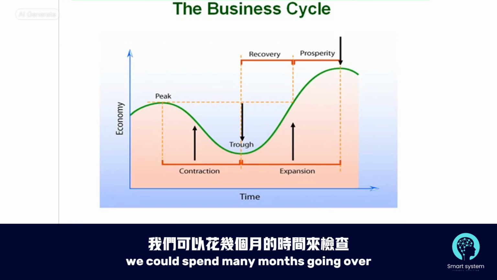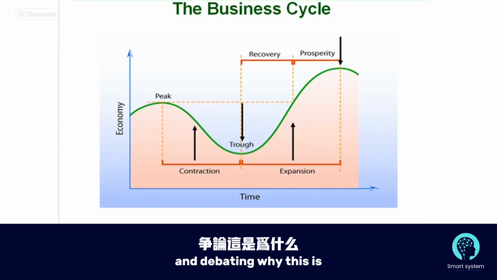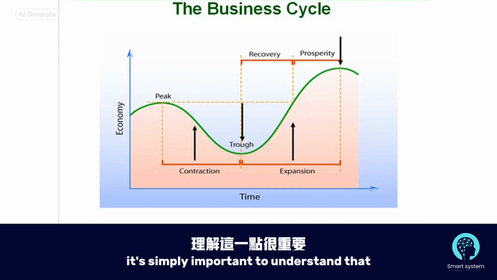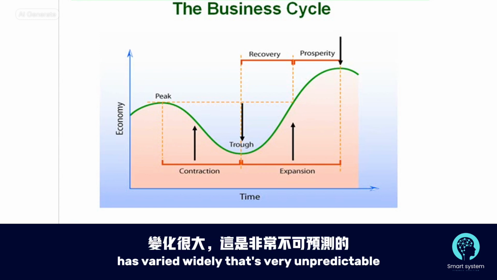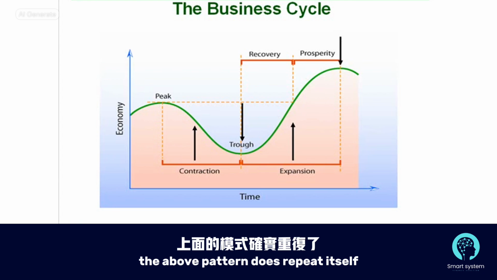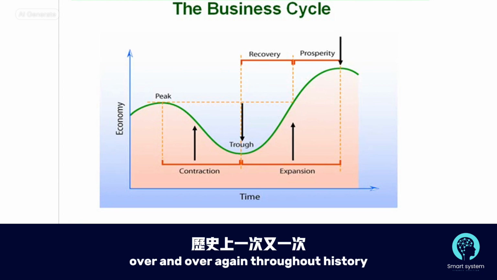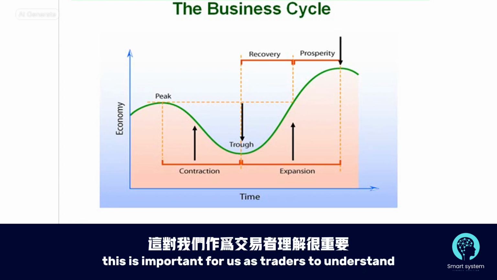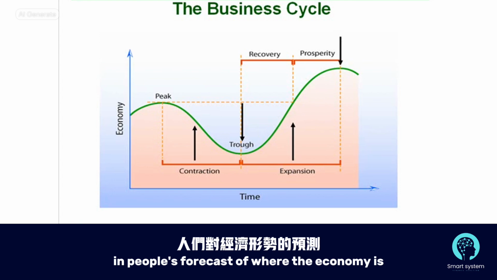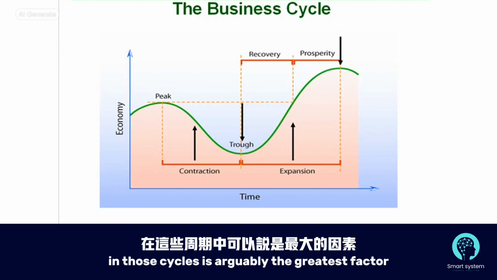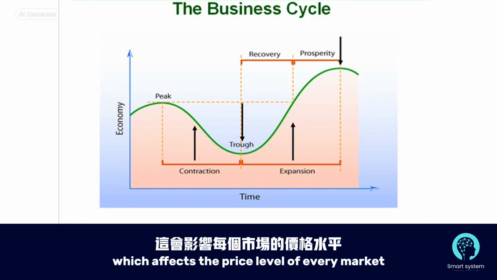We could spend many months going over and debating why this is. But for our purposes, it's simply important to understand that, while the timing and length of each of these phases has varied widely and is very unpredictable, the above pattern does repeat itself over and over again throughout history. This is important for us as traders to understand, as different phases of the business cycle, and changes in people's forecasts of where the economy is in those cycles, is arguably the greatest factor which affects the price level of every market.